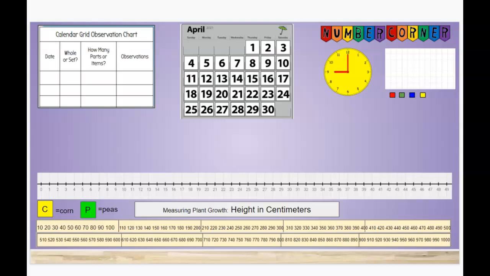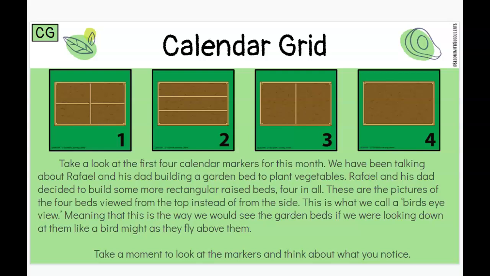For Number Corner today, we are going to take a closer look at some of the markers on our April calendar grid. Take a look at the first 4 calendar markers for this month.